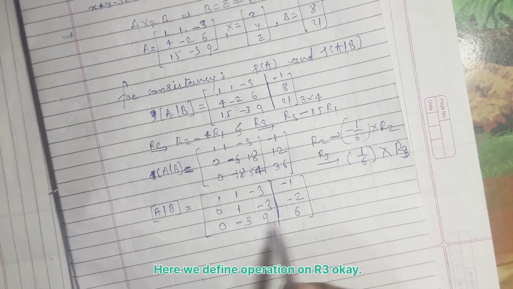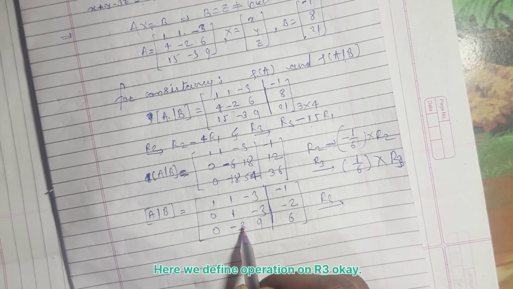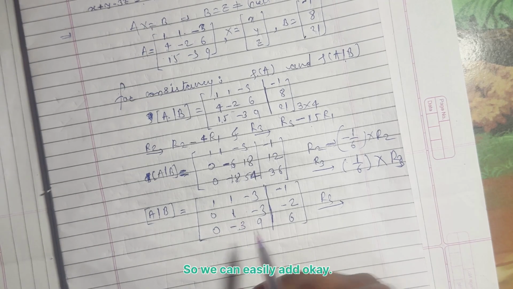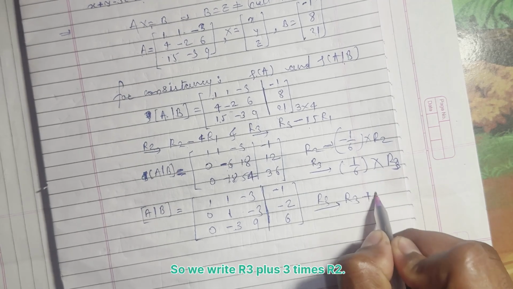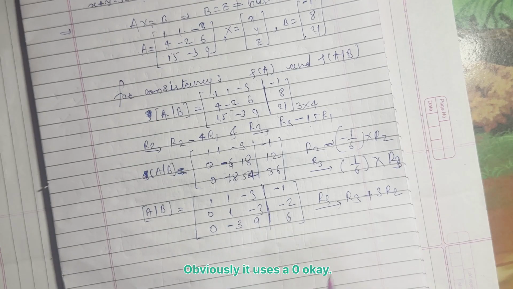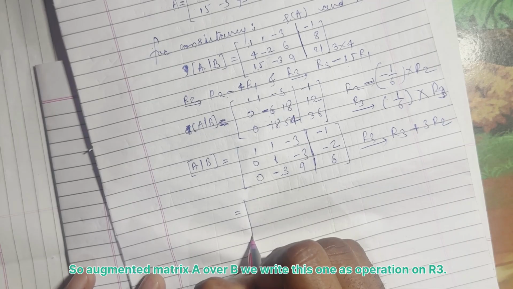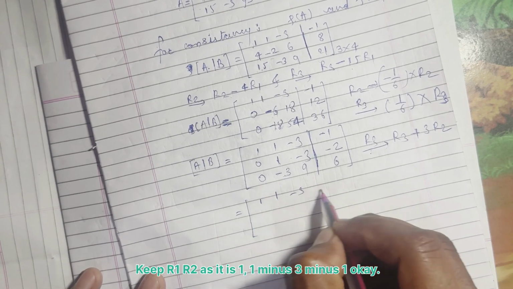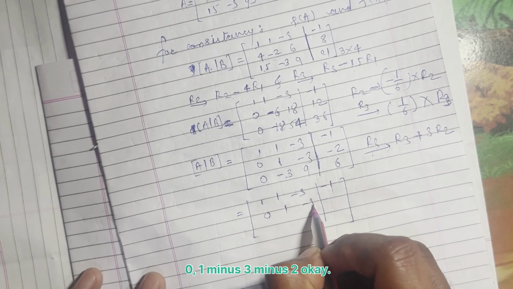So here we define an operation on R3. I want minus 3 as a 0. If we can get the 3 here, we can easily add. So we write R3 plus 3 times R2, which obviously gives us the 0. So the augmented matrix A over B, with the operation on R3, keeping R1 and R2 as they are: 1 1 minus 3 minus 1, and 0 1 minus 3 minus 2.